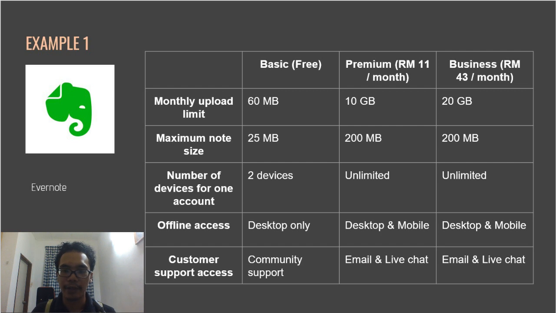So when you pay 11 ringgit monthly for the premium account, you will get a 10 gigabyte monthly upload limit, a maximum note size of 200 megabytes, and the number of devices for your account will be unlimited. For offline access, you will be able to access your notes offline through desktop or mobile, and customer support can be done through email and live chat, which is a step up from the basic account. And if you pay for the business account, which is RM43 monthly, you will get a 20 gigabyte monthly upload limit, a 200 megabyte maximum note size, an unlimited number of devices for one account, offline access through desktop and mobile, and also customer support through email and live chat.